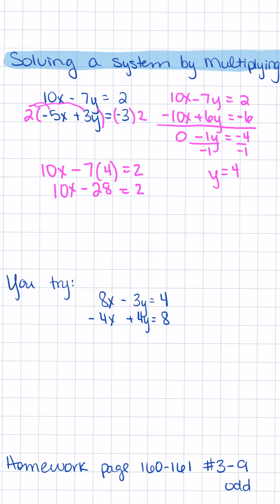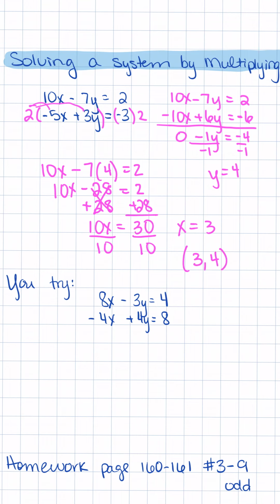We want to get rid of -28. It's like subtracting 28. The opposite is adding 28. That's going to equal 30. This crosses out. We're left with 10x equals 30. They're multiplying, so let's divide by 10. x equals 3. So because this is an x and a y, we can write it in this form, 3 and 4. If you want to write x equals 3, y equals 4, that works too.